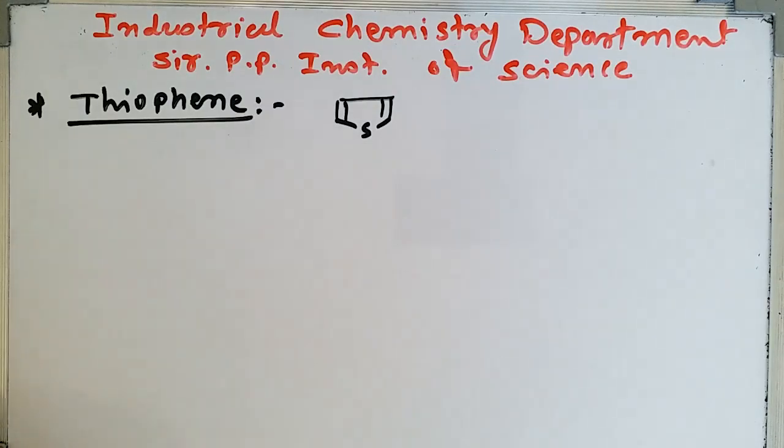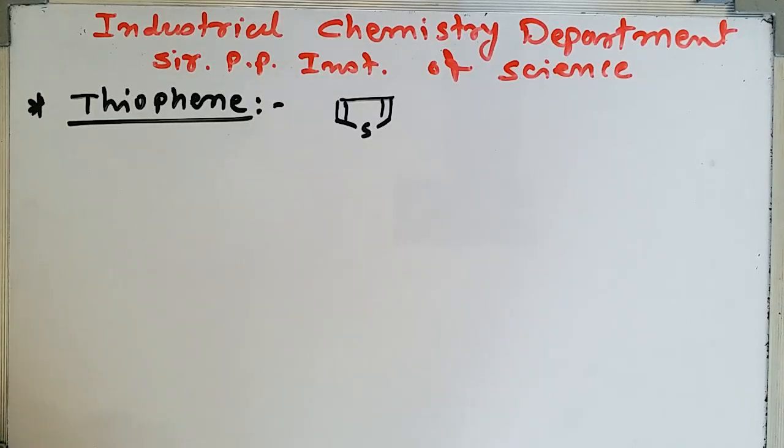Now we see the properties of thiophene. Thiophene is a colorless, water-insoluble liquid, boiling point 84 degrees Celsius. Thiophene is more easily substituted than benzene, but less vigorously than furan and pyrrole. The new substituent usually enters at the alpha position; if these are occupied, at the beta position. So these are the properties.